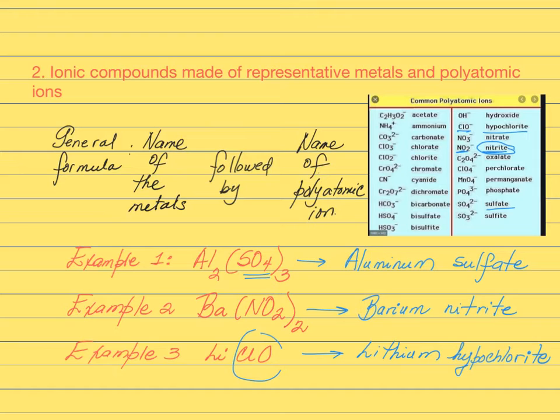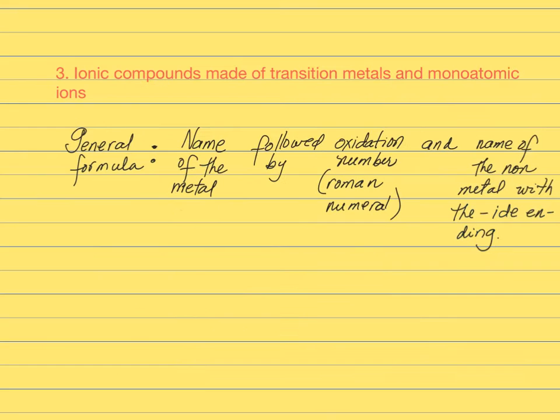Okay, and you're done. See, this is the way that you name ionic compounds that are made of representative metals and polyatomic ions. Now, what happened with the third group of ionic compounds?